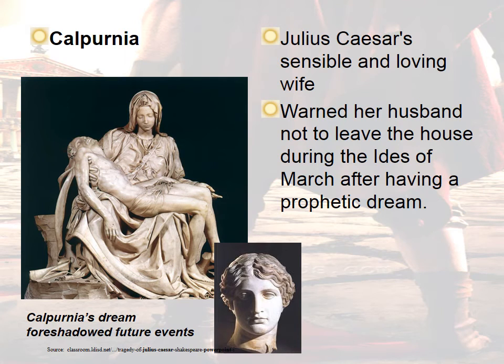Calpurnia, the wife of Caesar, she's actually a very sensible and loving wife to Julius Caesar. She had warned her husband not to leave the house during the Ides of March after having a prophetic dream, but unfortunately Caesar didn't listen to her.